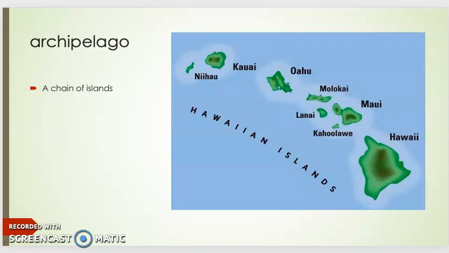Our next phrase is archipelago. An archipelago is a chain of islands. In other words, a bunch of islands that are really close together. In the image to the right, you'll see that Hawaii is an archipelago. It's a group of islands or a chain of islands grouped closely together.